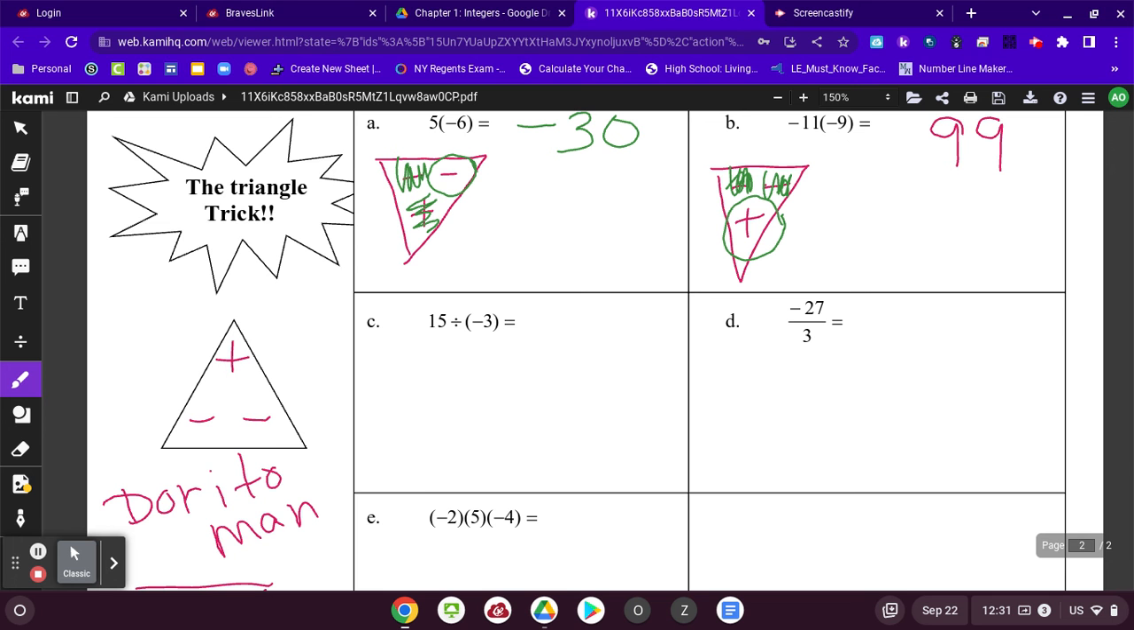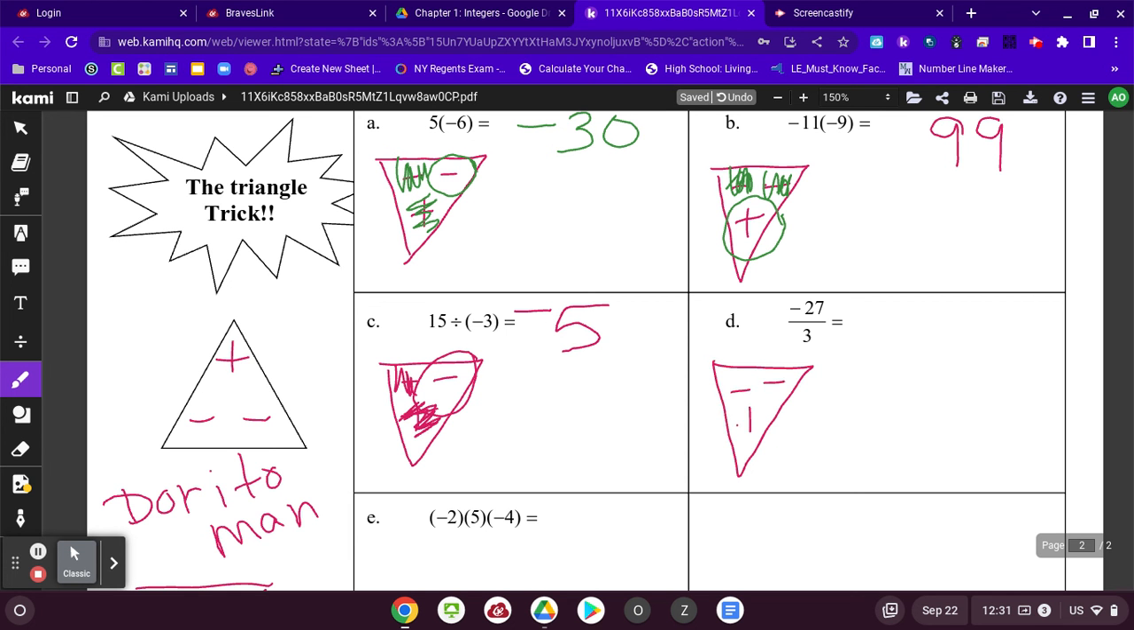15 divided by negative 3. 15 divided by 3 is 5. Let's determine if it's a positive or a negative 5. 15 is positive, so I'll cross that out. Negative 3 is negative, I'll cross that out. My answer should be negative 5. Negative 27 divided by 3. 27 is negative, 3 is positive. My answer is negative 9.